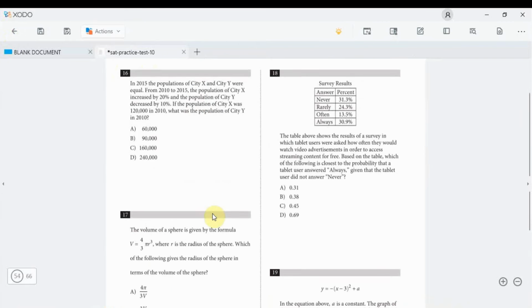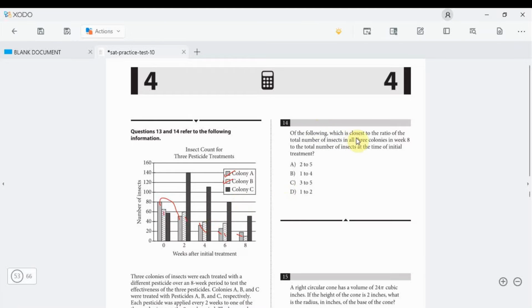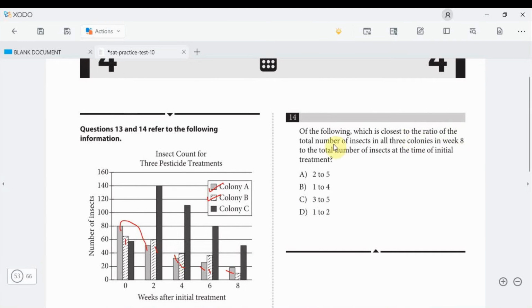Question 14 says, which of the following is closest to the ratio of the total number of insects in all three colonies in week 8 to the total number of insects at the initial treatment? So basically, we want the total number of insects in week 8, so week 8 here. So the total for week 8 to the total insects at the beginning.